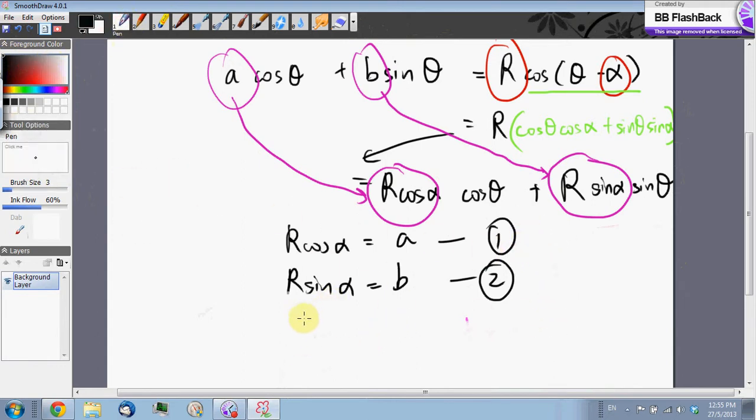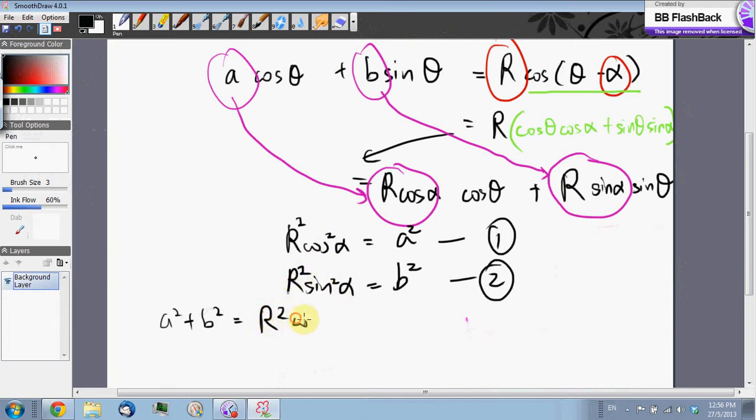So for example, in this case, I'm going to square this into r square cosine square alpha. So I square the left hand side, and I square the right hand side, so they're still the same. Then I'm just going to add a square and b square together. So you can see that a square plus b square is equal to this plus this.